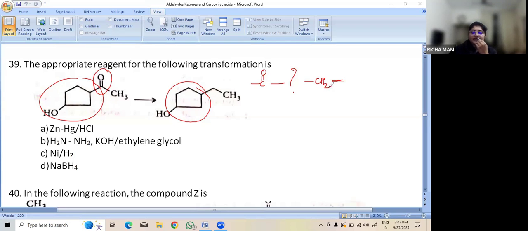Where is it done? It will undergo by using zinc amalgam in the presence of HCl, and also using hydrazine in the presence of KOH. You can reduce with these two.